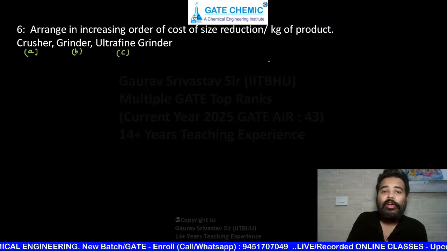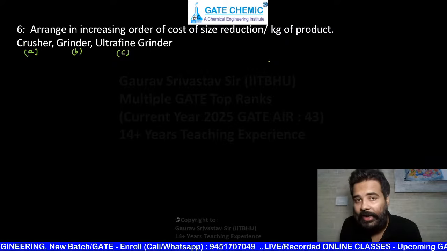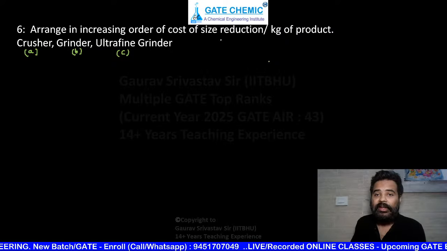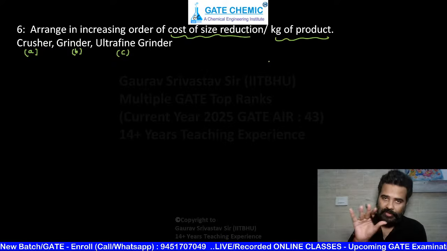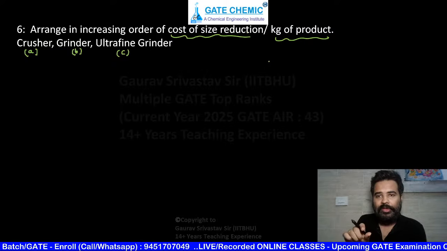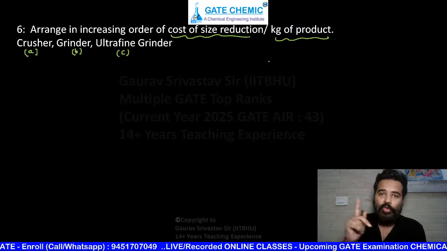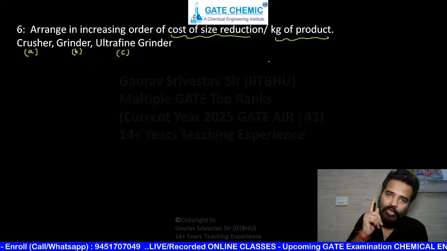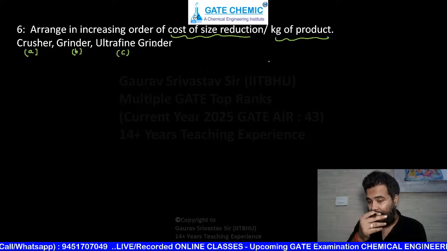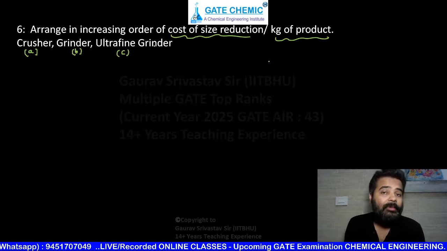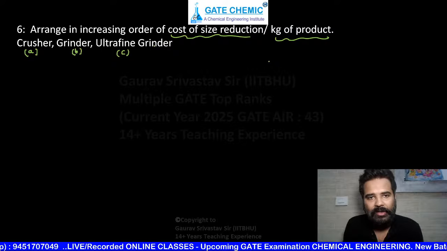Arrange in increasing order of cost of size reduction per kg of product. You have to arrange them in increasing order of how much cost it will take if we want 1 kg of product. How much cost if you are going to reduce the size to obtain 1 kilogram of product? Crusher, grinder, ultra fine grinder. The one with the lowest cost goes at A, the one with more cost at B, and the one with the highest cost for making 1 kg at C.